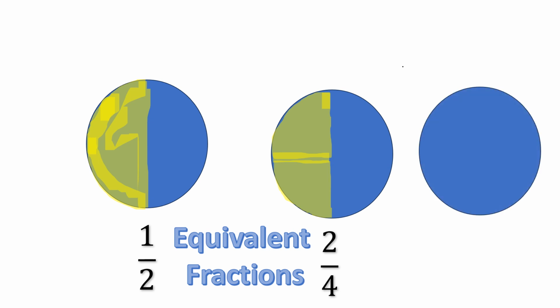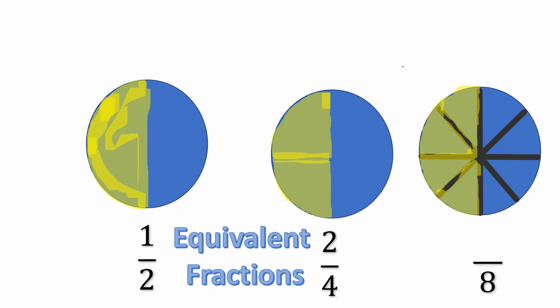Let us take another circle of the same shape and divide this circle into 8 equal parts. Okay. So now let us shade 4 parts out of it. Total number of parts 8. Shaded parts 4. Our fraction is 4 over 8. Now see, if I remove all the borders, it becomes the same shape.